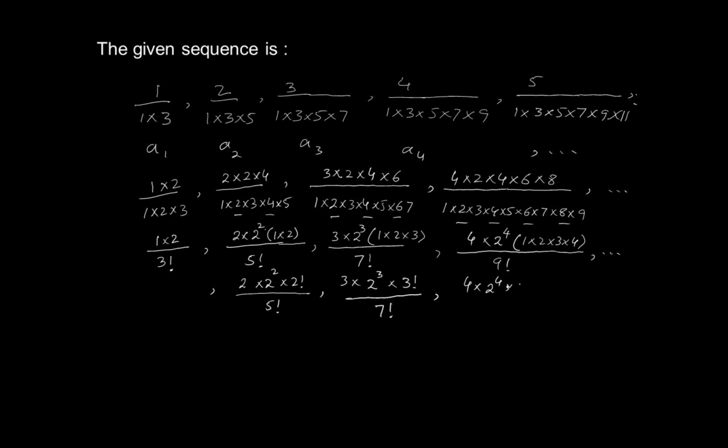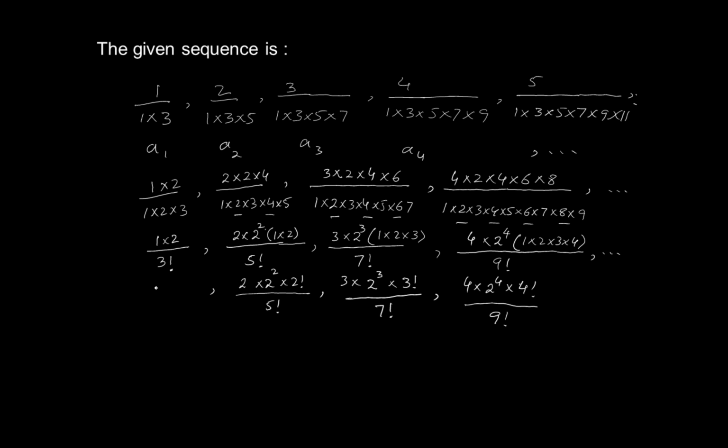And multiply 4 factorial. 4 multiply 3 multiply 2 multiply 1, so 4 factorial, and in the denominator 9 factorial. Now come to the first term. In the second term, 2 factorial, 2 multiply by 2 power 2 and multiply by 2 factorial divided by 5 factorial. In the third, 3 factorial. In the fourth term, 4 factorial. So in the first term, there should be 1 factorial. So 1 factorial is basically equal to 1.